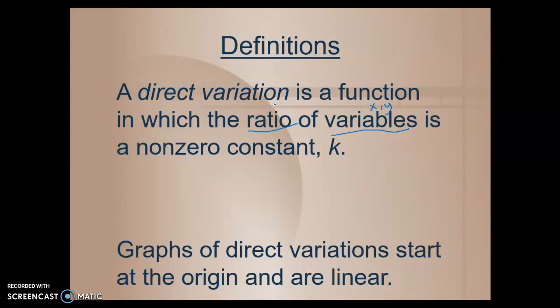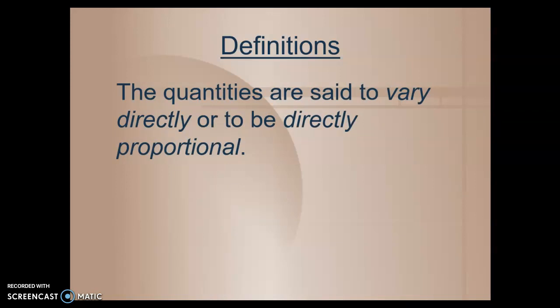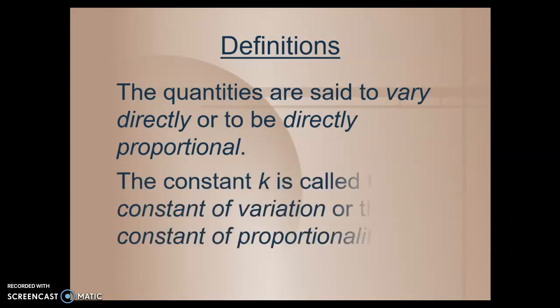Now let's go ahead and translate that definition into a mathematical equation. We've said a direct variation is a ratio of variables, a fraction of our variables, that's equal to a constant that is not zero, a non-zero constant. The quantities can be said to vary directly or to be directly proportional, and the constant can also be called the constant of variation or constant of proportionality. We're going to say for our sake today that they vary directly, and we're going to use the term constant of variation. But I just wanted you to know that when you hear that word proportionality, we're talking about the same thing.